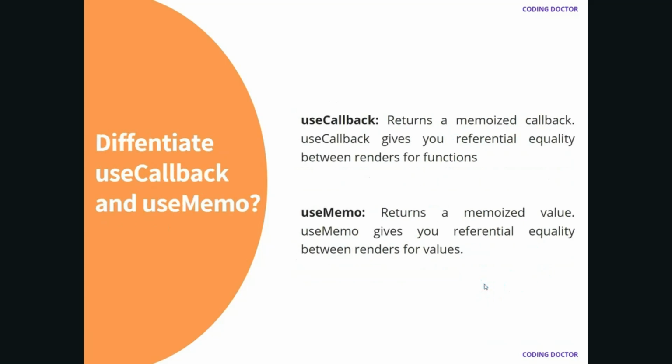Next question is differentiate use callback and use memo. Use callback returns a memoized callback. It gives you referential equality between renders for functions, whereas use memo returns a memoized value and it gives you referential equality between render for values. So use callback is for the memoized callbacks and use memo is for memoized value. That is the only difference between these two.